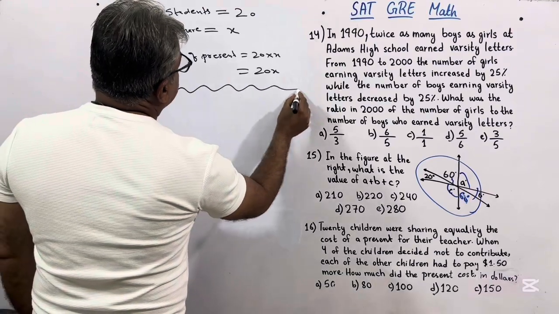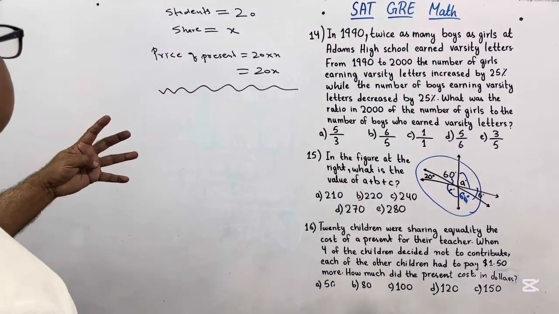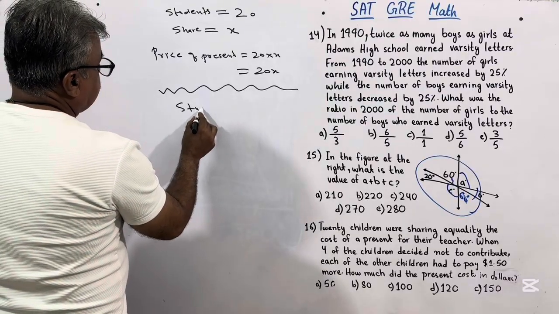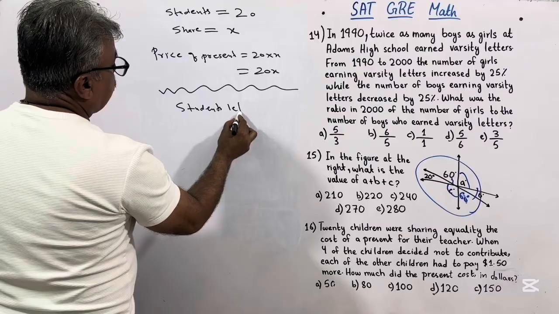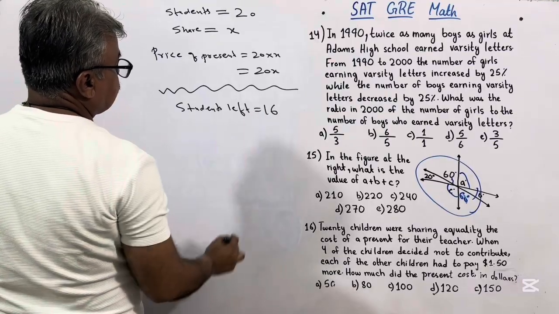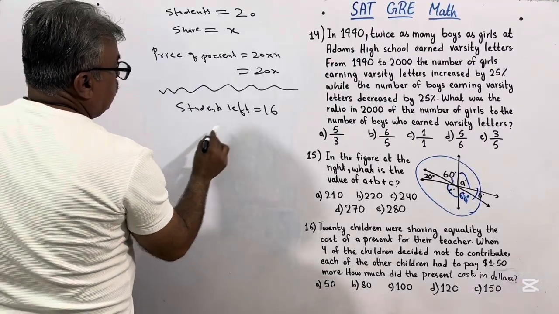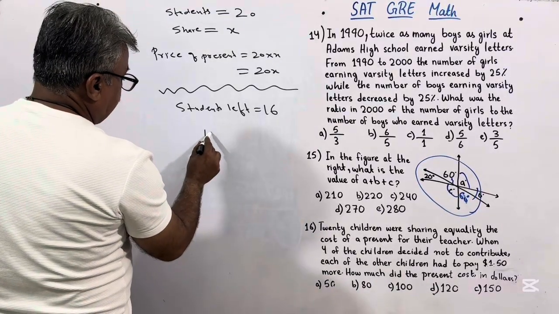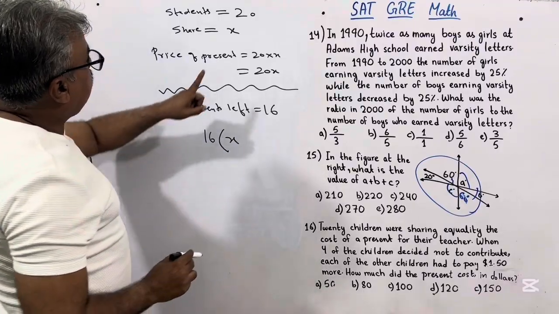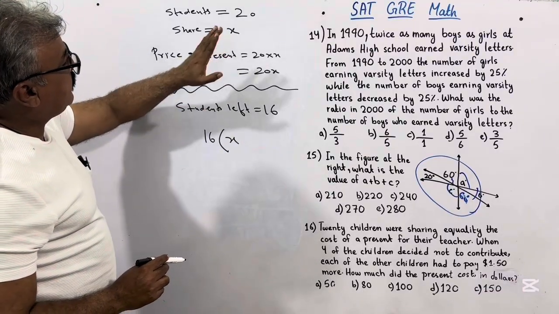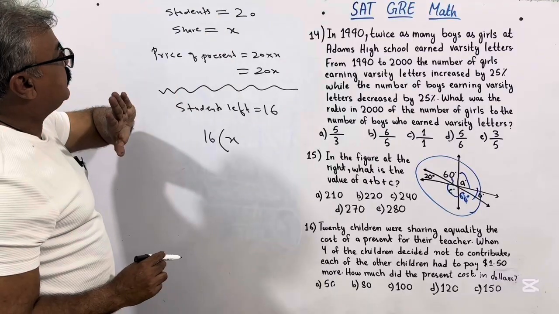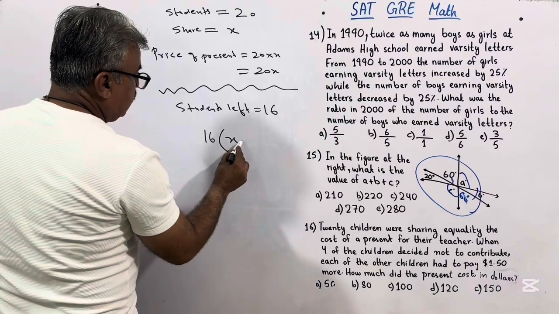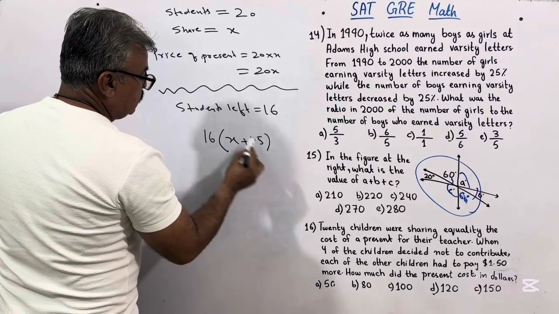After some time, at the time of the contribution, 4 children backed off. The students left are 16. Now they have to bear an additional burden of $1.5, so each has to contribute X already, where X is the share when there were 20 students, plus an additional $1.5.